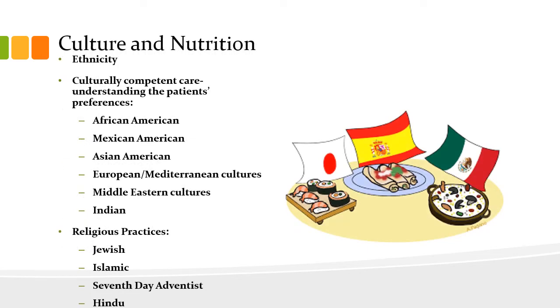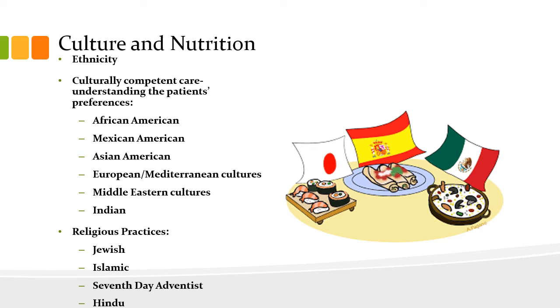As previously mentioned, culture is a big important component of nutrition. And a lot has to do with ethnicity. Culturally competent care is understanding your patient's preferences. African Americans, Mexican American, Asian American, European, Middle Eastern, Indian, even Southern, we all have our own cultural food preferences. So food is an important part of cultural celebrations and being social. It's involved in many houses of worship.